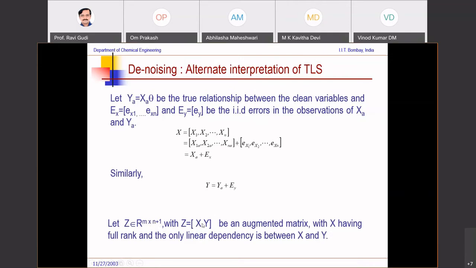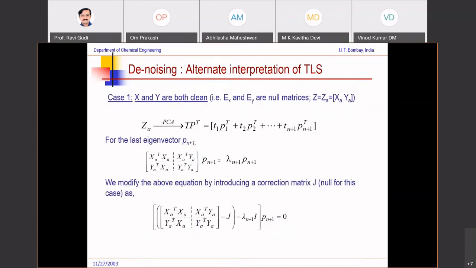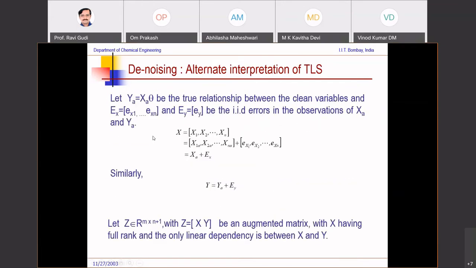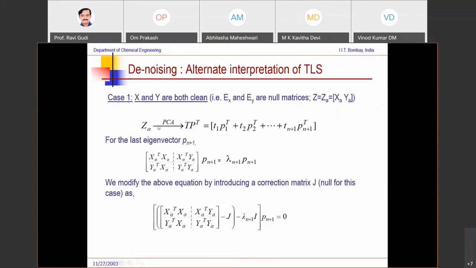Okay. And now this is an augmented matrix with X having full rank, and the only linear dependency is between X and Y, when I look at X being of full rank. Okay. Now let's see how to deal with this problem. Z is, remember, XY. So now what do I do? I subject Z to an eigenvalue, eigenvector decomposition, or a PCA.